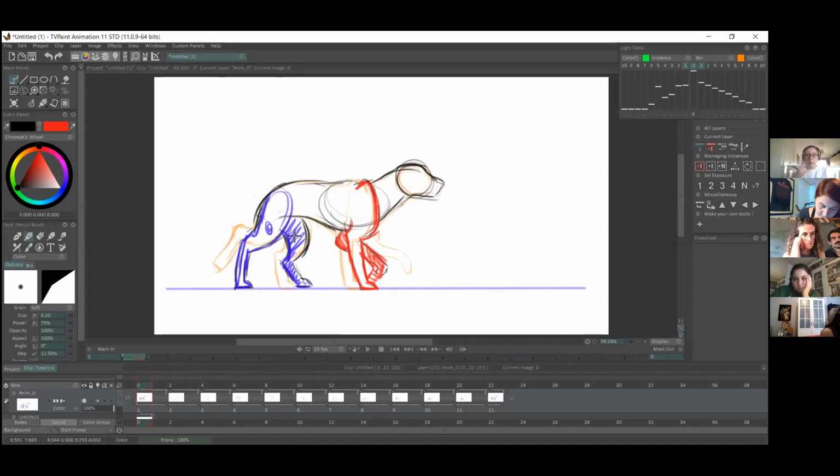So usually I'd say focus on legs first and the movement of the body, and then any head movement and tail movement, I'd add that afterwards. Because it can get quite confusing.